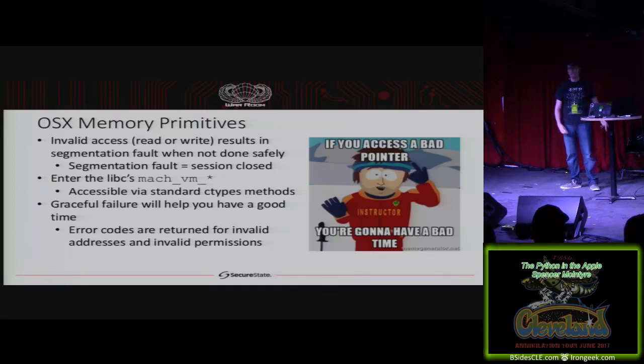So the mock VM read and writes are specific to the libc version on OS X. We can use ctypes because we're already leveraging that quite a bit. But we have a little wrapper that dispatches the mem read and the mem write based on what platform the Python interpreter is running on. If it's running on Linux, we're going to use process VM read and process VM write, or if we're on OS X, we can use that mock VM read and that mock VM write.